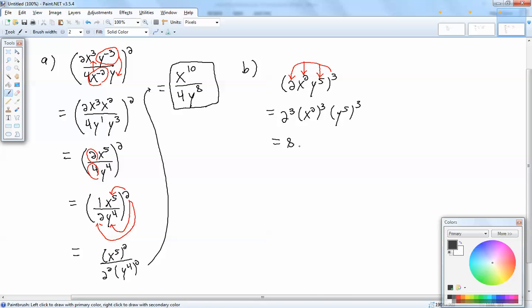2 times 3 is 6, so we got x to the 6th, and 5 times 3 is 15, so we got y to the 15th. And that's our answers.